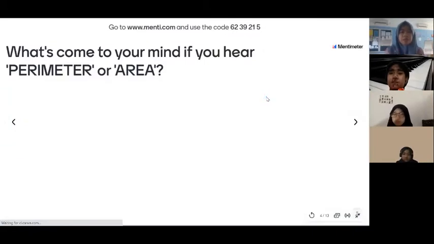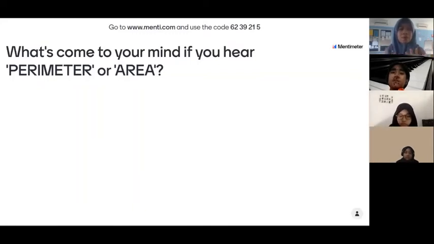Okay, so please open www.menti.com and answer this question. What comes to your mind if you hear perimeter or area? For me, if I hear perimeter or area, I will think about square. I will think about centimeter, meter. How about you guys? So please answer this.